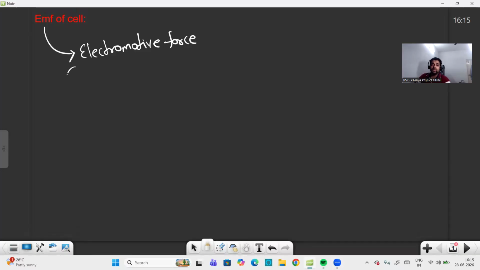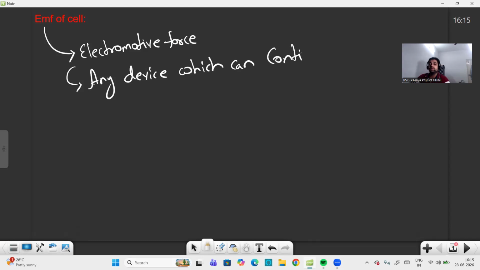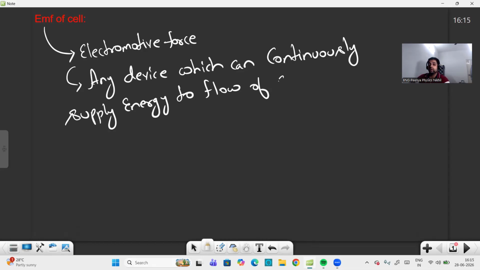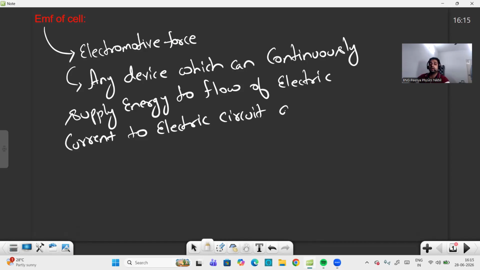So what is this? We can say that any device which can continuously supply energy to the flow of electric current to an electric circuit is called electromotive force. So just try to understand here.